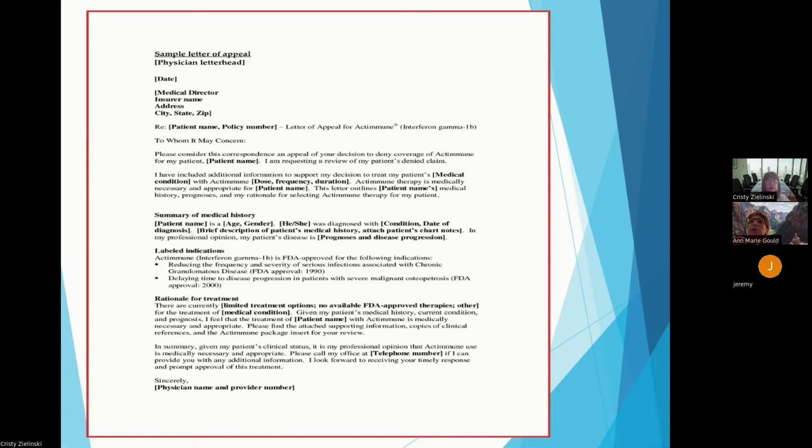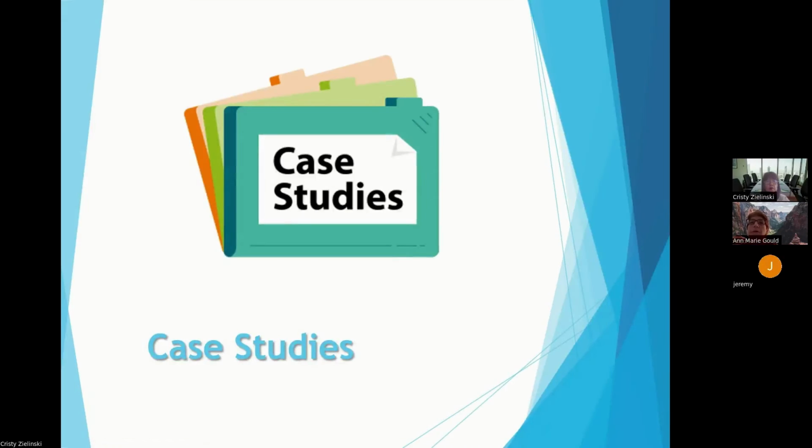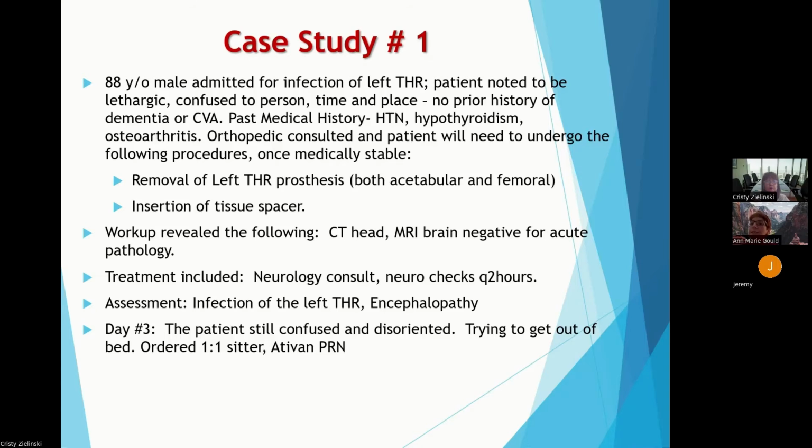And then this is just an example of a physician denial that they received. It was for a specific drug. They were trying to get the patient, and it's FDA approved, and so on. So it just gives you a little example of what the providers are sending as well. All right, case studies.